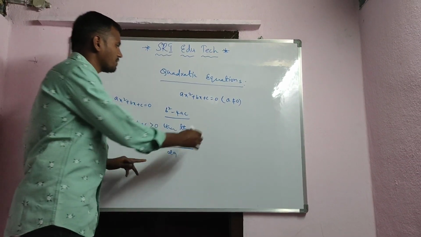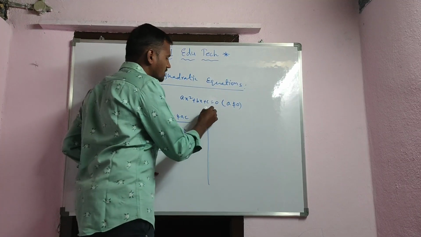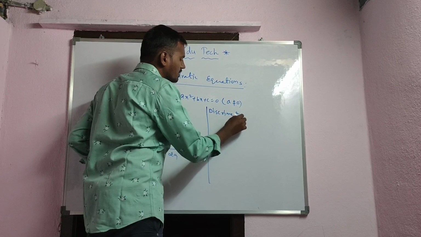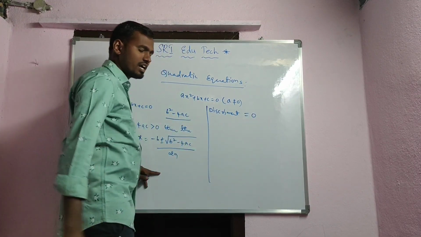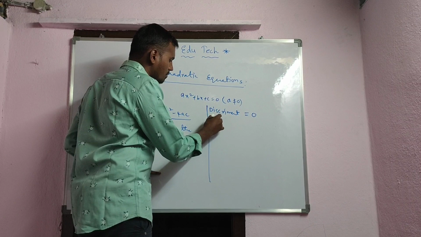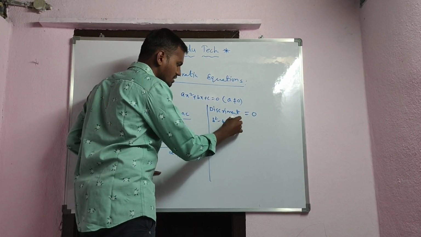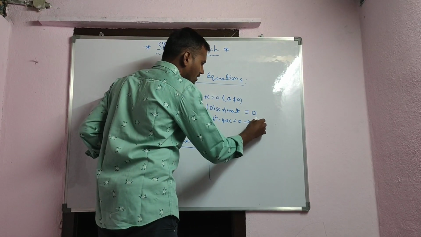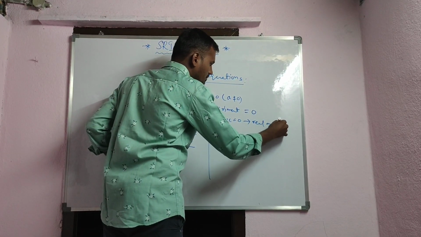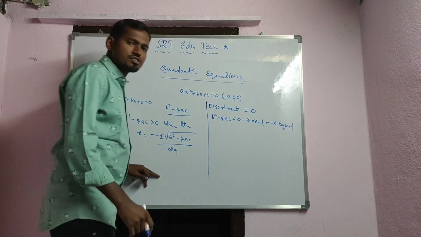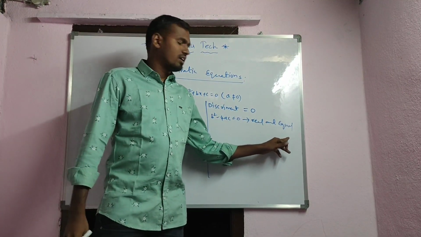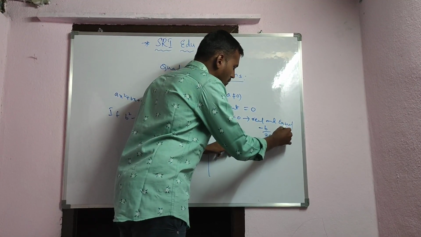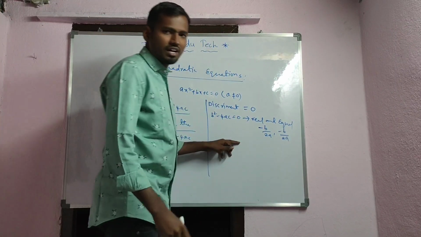Let us see. Whenever the discriminant is equal to 0, that is b² − 4ac = 0, then the roots are real and equal. Then the roots are real and equal, that is −b/2a, −b/2a.